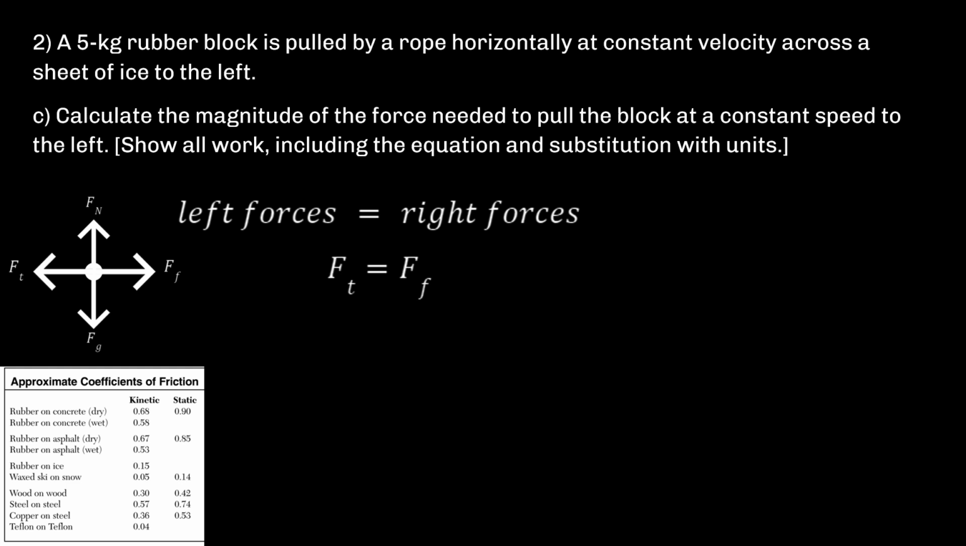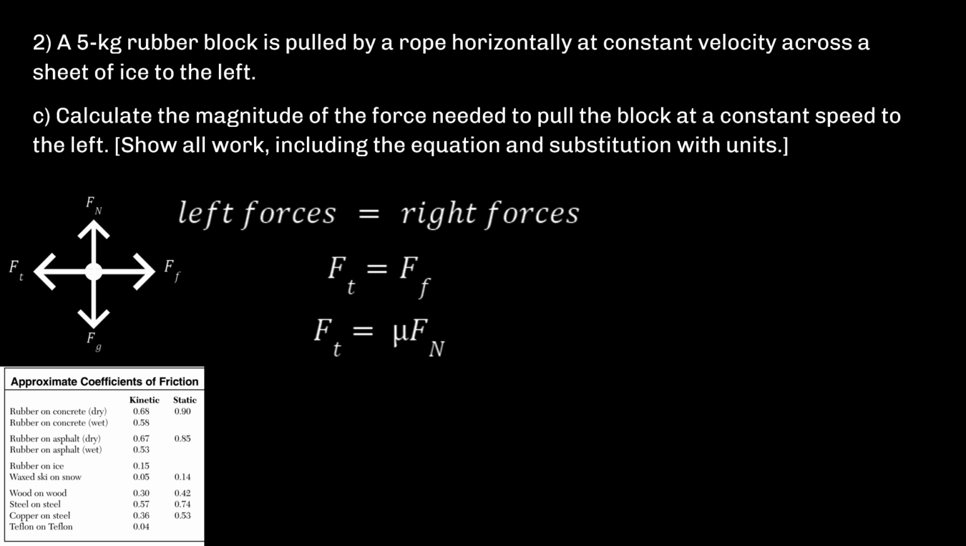Again, we know that the equation for Ff, based on the reference table or from our facts, is the coefficient of friction mu times the normal force Fn. So I'm going to plug that in there for Ff. So Ft, the force that I'm going to pull with, is going to be equal to mu Fn. Again, we don't know what Fn is, but we can use our free body diagram to look at that.